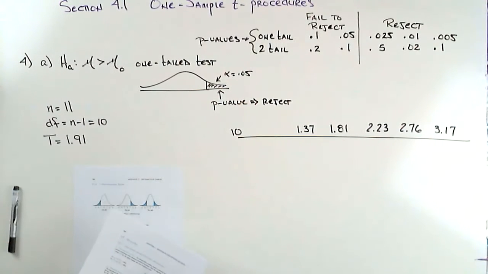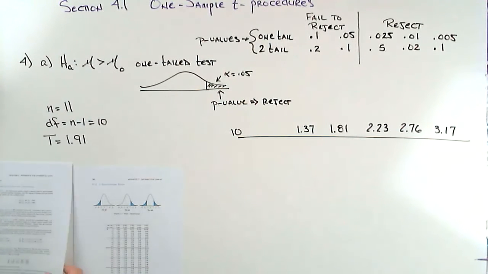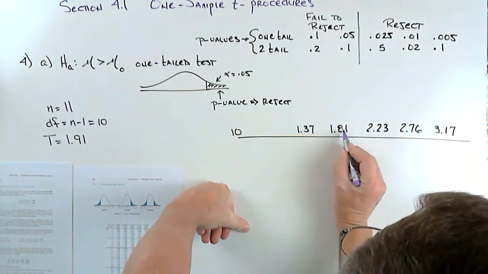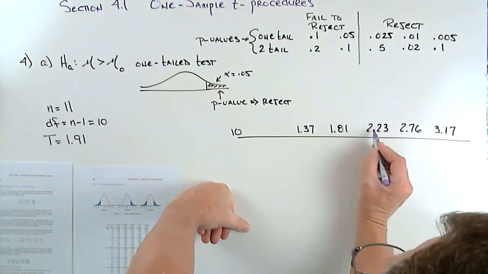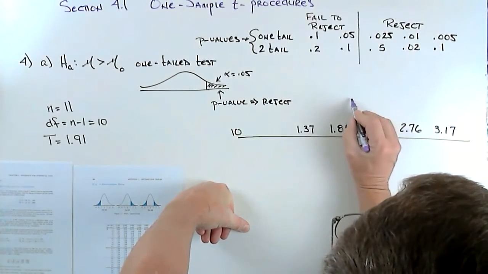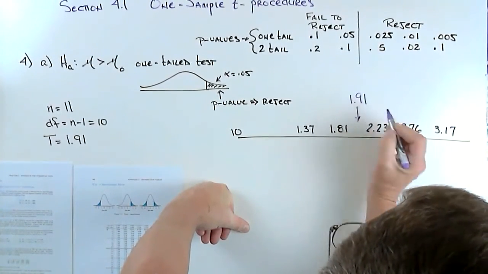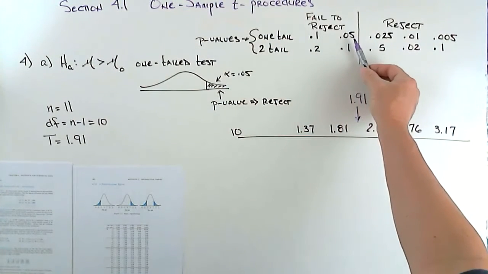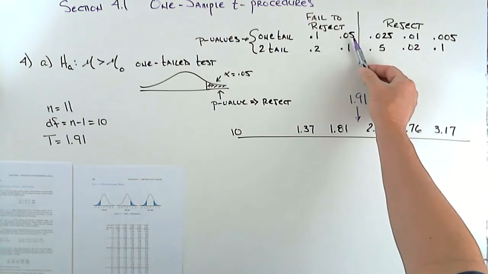We take our t distribution value, right? Our t statistic came out at 1.91. 1.91 is bigger than 1.81, but smaller than 2.23. 1.91 falls right here. What does that mean? Well, it means the area in our one tail is smaller than 0.05.